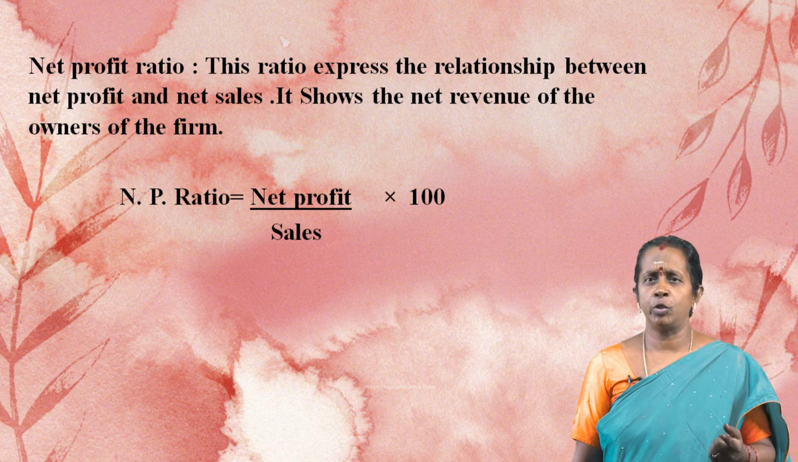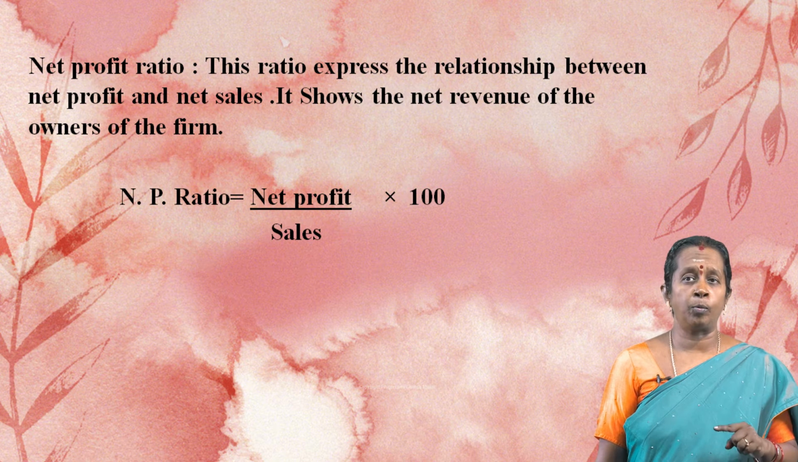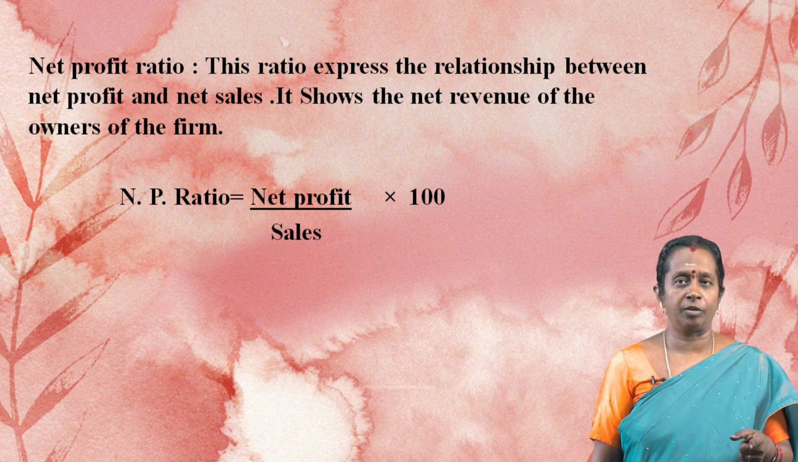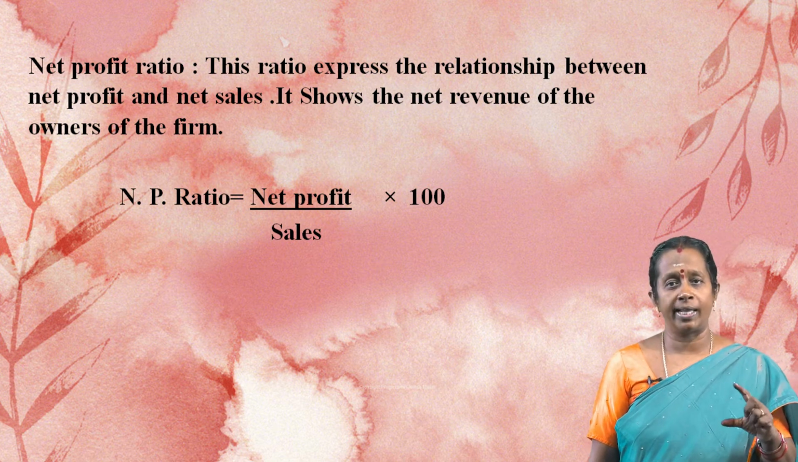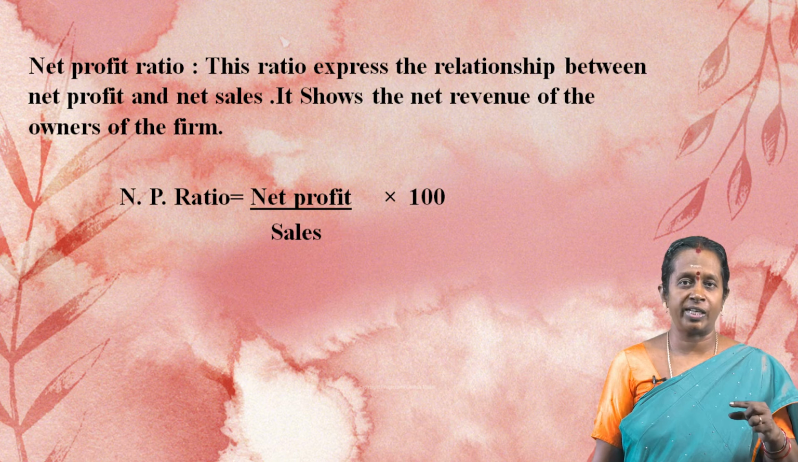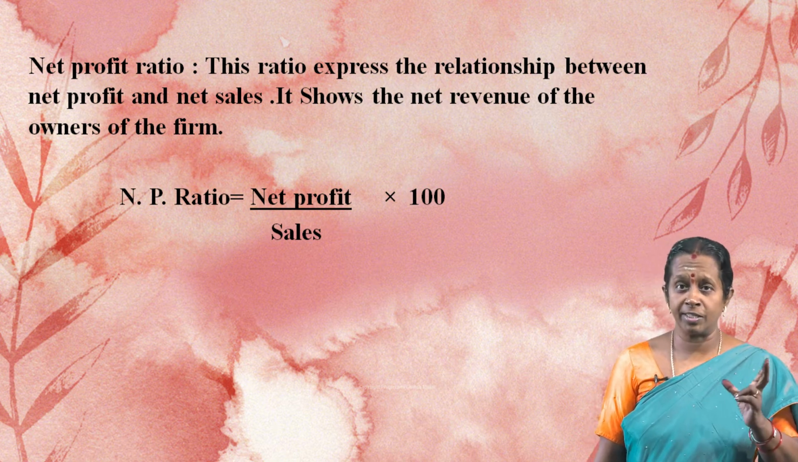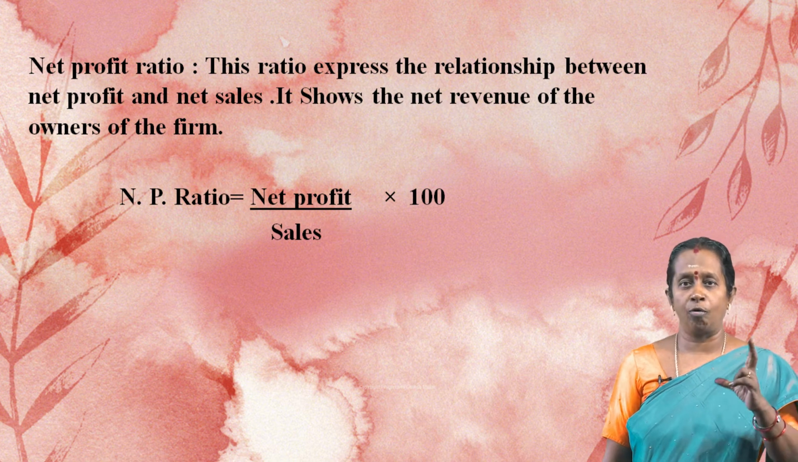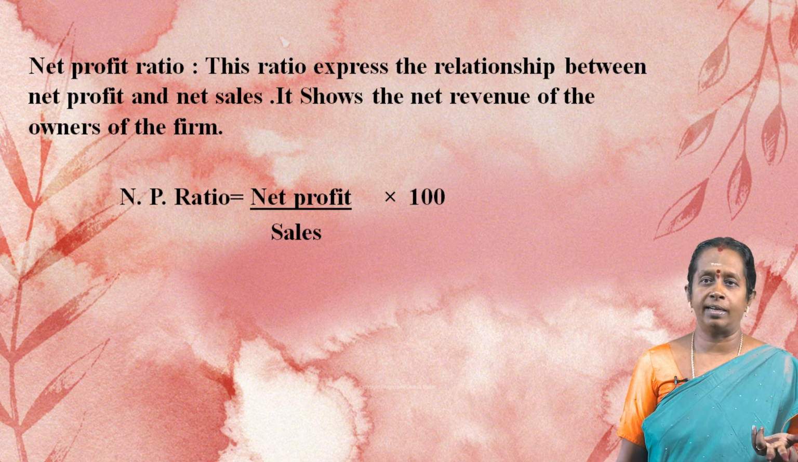Net profit ratio is the ratio which expresses the relationship between net profit and net sales. Here it shows the net revenue of the owners of the firm. Taking the gross profit, we have to take up the expenditure and incomes related with the factory and make adjustments. That means the office expenses and office revenues, and we find out the net profit. Then we calculate the net profit ratio.